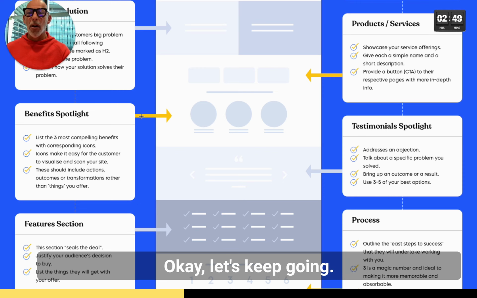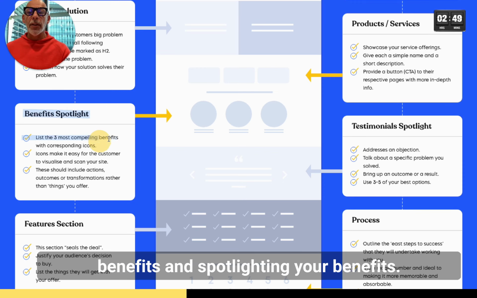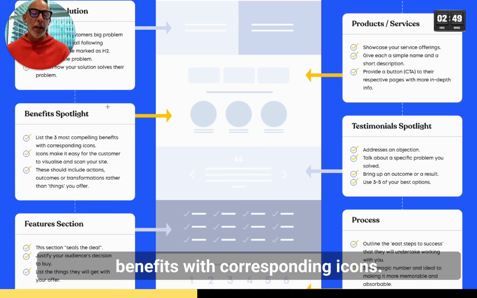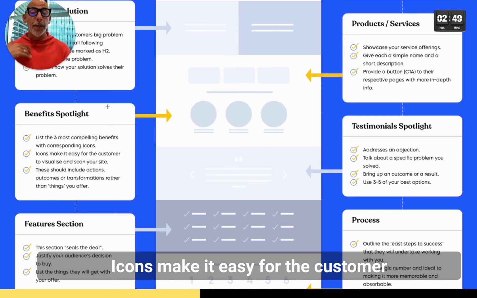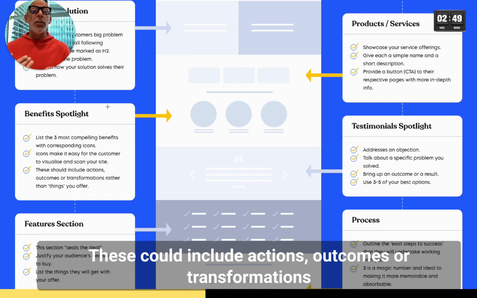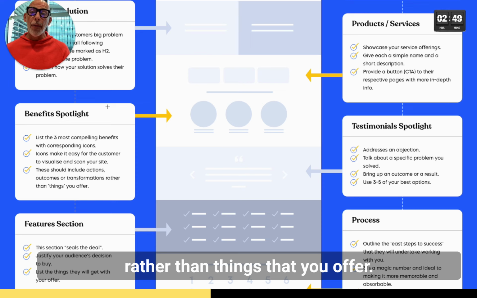Good. Okay, let's keep going. So then we look at our benefits and spotlighting your benefits. List the 3 most compelling benefits with corresponding icons. Icons make it easy for the customer to visualize and scan through the site. These could include actions, outcomes, or transformations, rather than things that you offer.